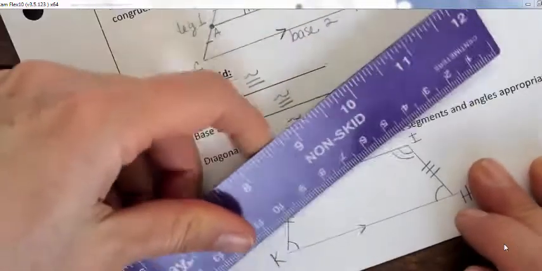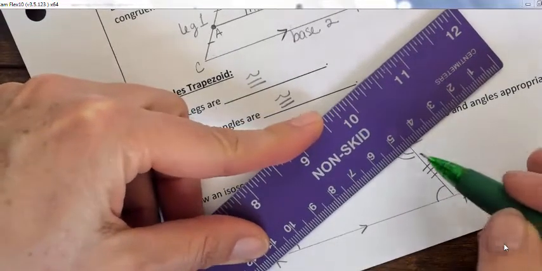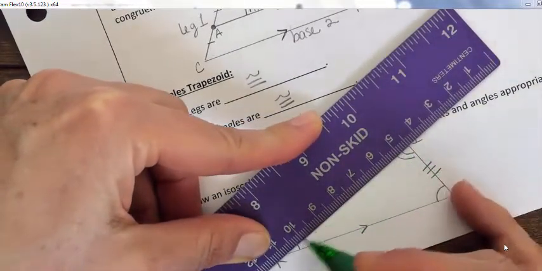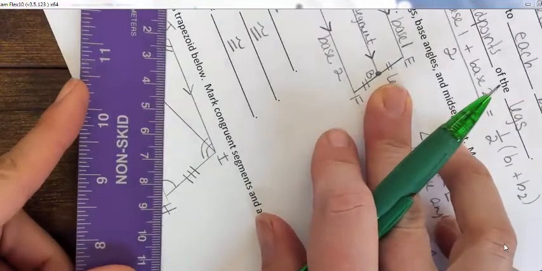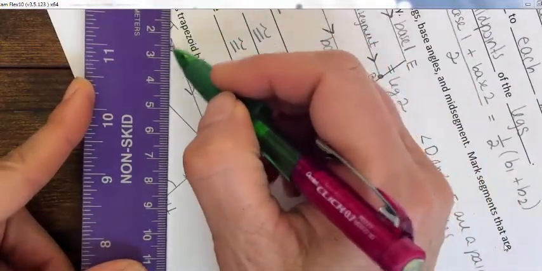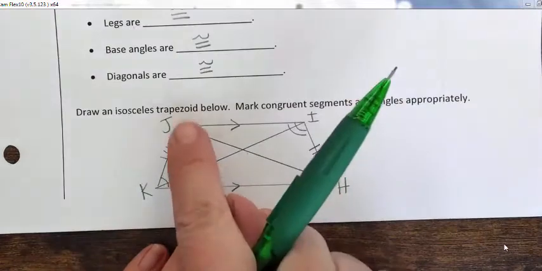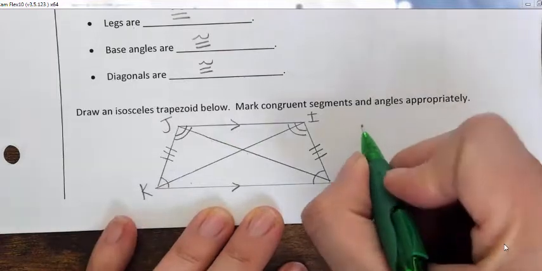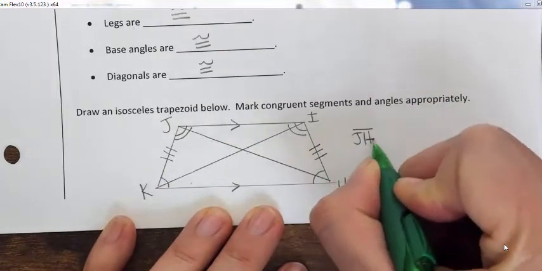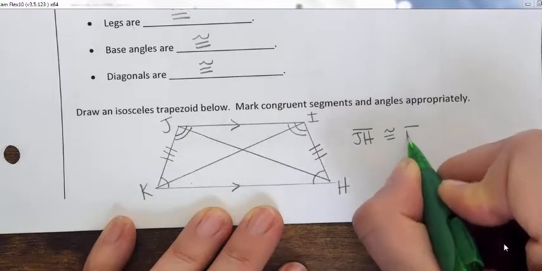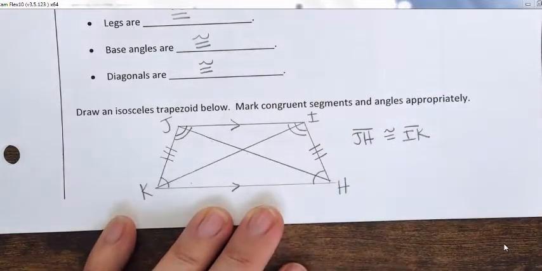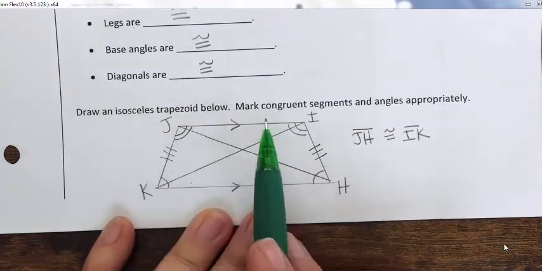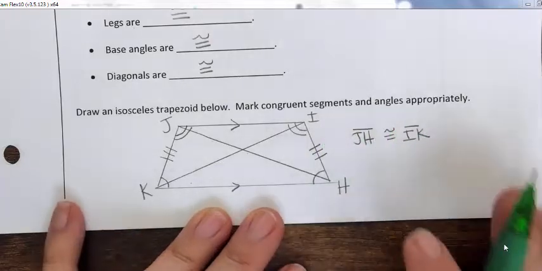So I'll go ahead and draw those in. And JH. So then I can say that JH is congruent to, how about I'll go IK. So segment or diagonal JH is congruent to segment IK, because those are the diagonals and those are congruent. Okay, so we drew an isosceles trapezoid. We marked all the congruent segments and angles appropriately.